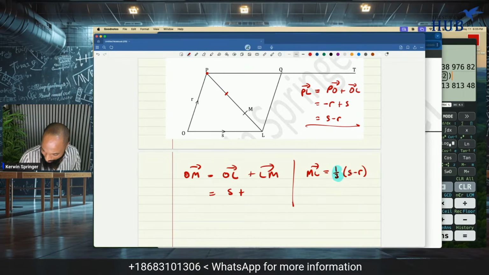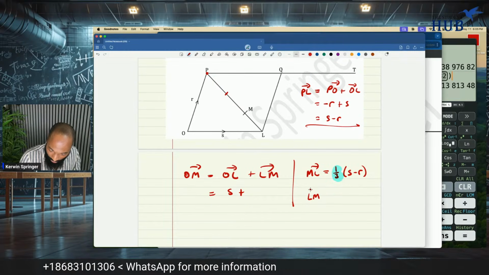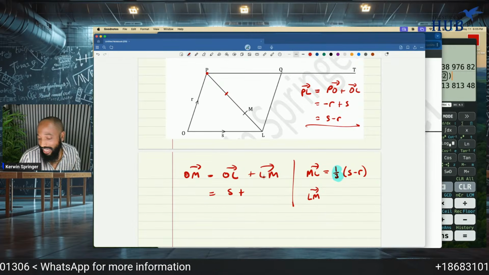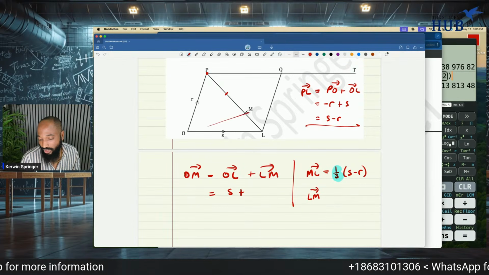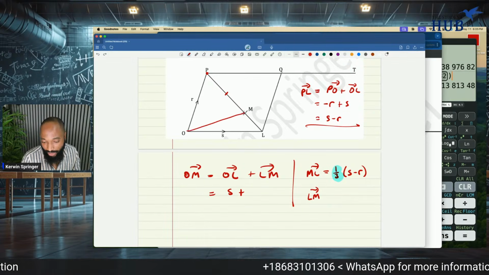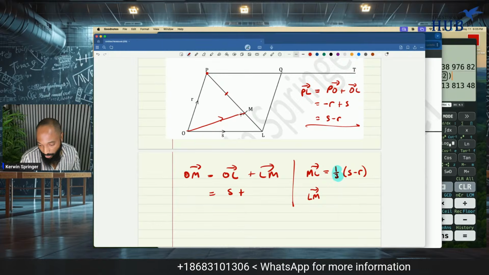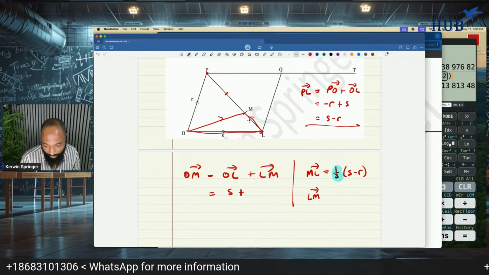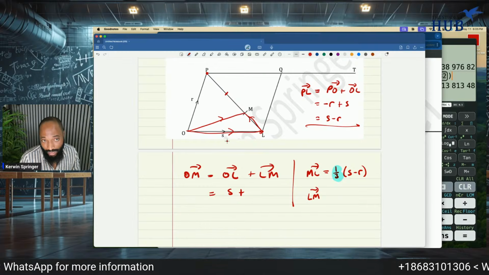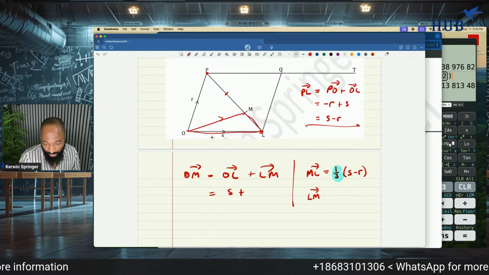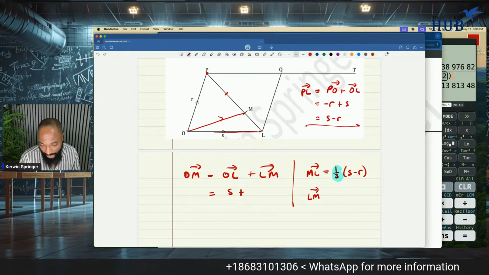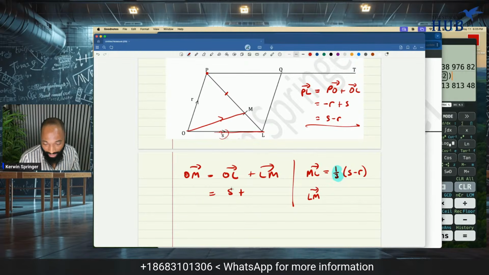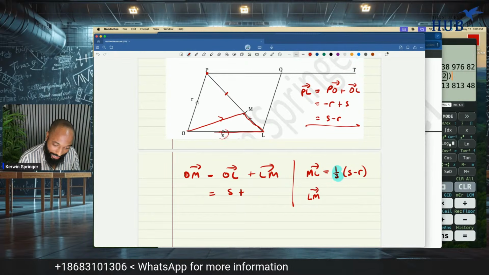So if this is ML, what do you think LM is going to be? Because it's LM I really need. Remember I said we're trying to go O to M. Hold everything in your mind. Don't let things spill out. We're trying to go from O to M. So you need to go from O to L and then from L to M. Stay with me, people. So you're going from O to L. We have that. That's S. I have it waiting. But the problem was L to M. We didn't know what it was.